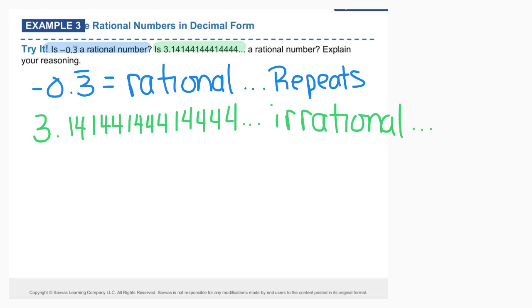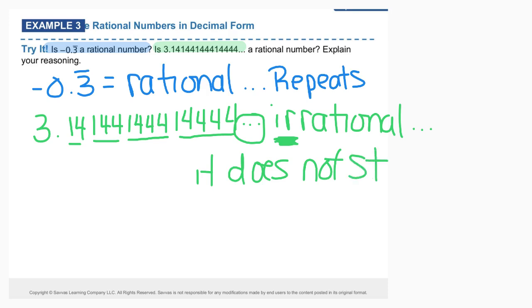I see my dot, dot, dot, but I don't have an exact pattern. I have 1, 4, then 1, 4, 4, then 1, 4, 4, 4. These are not exact duplicates. That means it's going forever, but it's not repeating. It is called irrational. That simply means that it is not rational because it does not stop and it does not repeat.